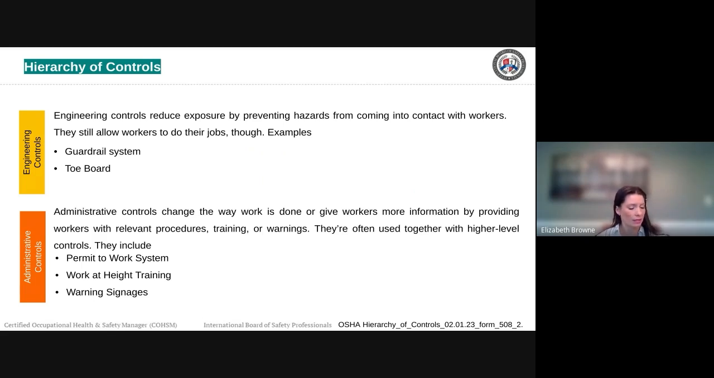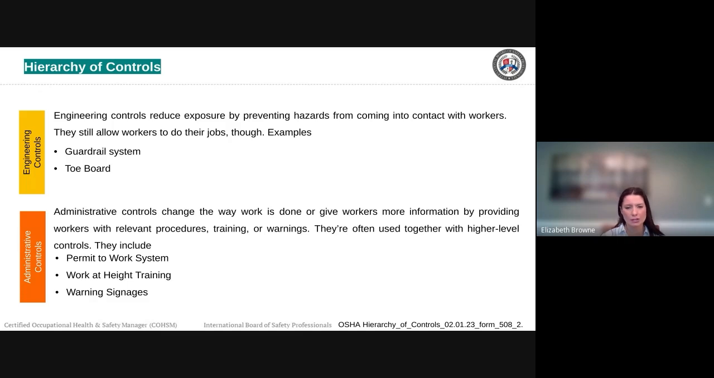All right, our next level of hazard control is engineering controls. We talked about these help reduce exposure by preventing hazards from coming into contact with workers, but it still allows workers to do their jobs and doesn't really require any action on the employee for them to be effective. Examples would be protecting a worker from heights by installing guardrail systems and toe boards. The worker shouldn't have to do anything for these to be effective controls from them having to work at a height.